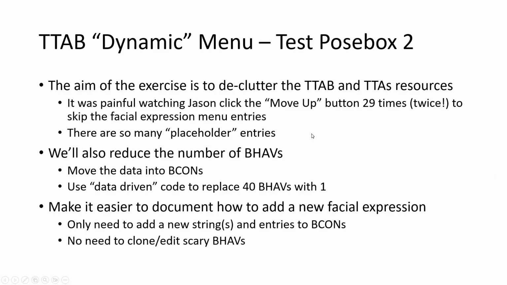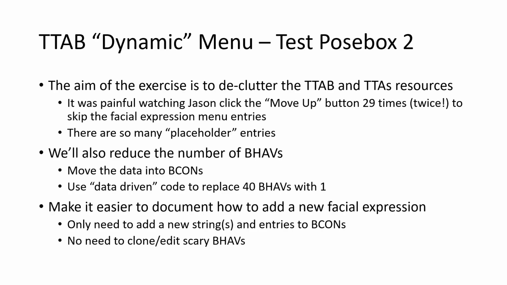So, very brief overview. What we're going to try and do is declutter Jason's test pose box 2. If you were here for when he was doing pose boxes, at one point he clicked the move up button 29 times to move the animation of getting onto the tractor or riding the bicycle up so it was in the right place that he wanted it on the TTAB. And there were so many placeholder entries that you skipped over and so many other things. But a big chunk of what was being skipped over was a set of non-changing entries about facial expressions. So we're going to try and do those in a different way.